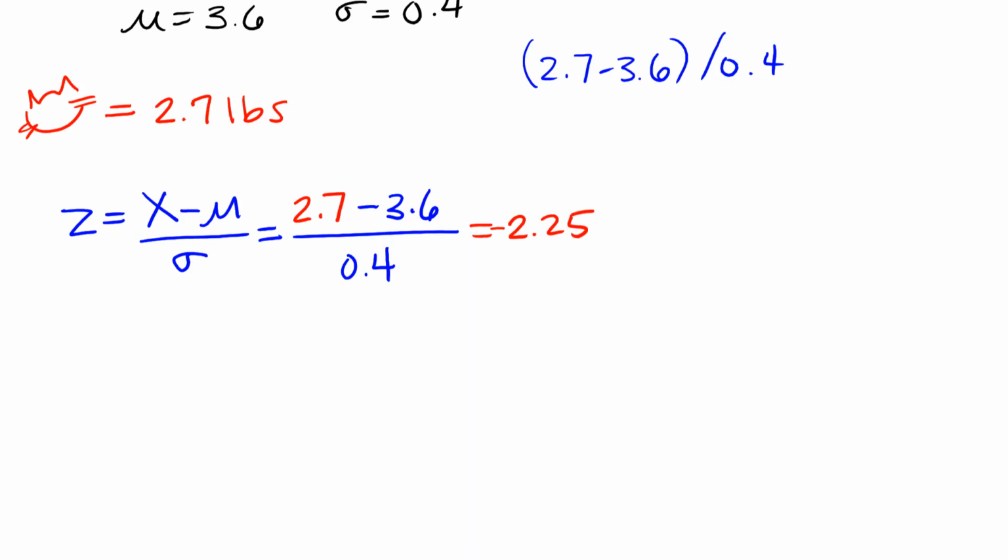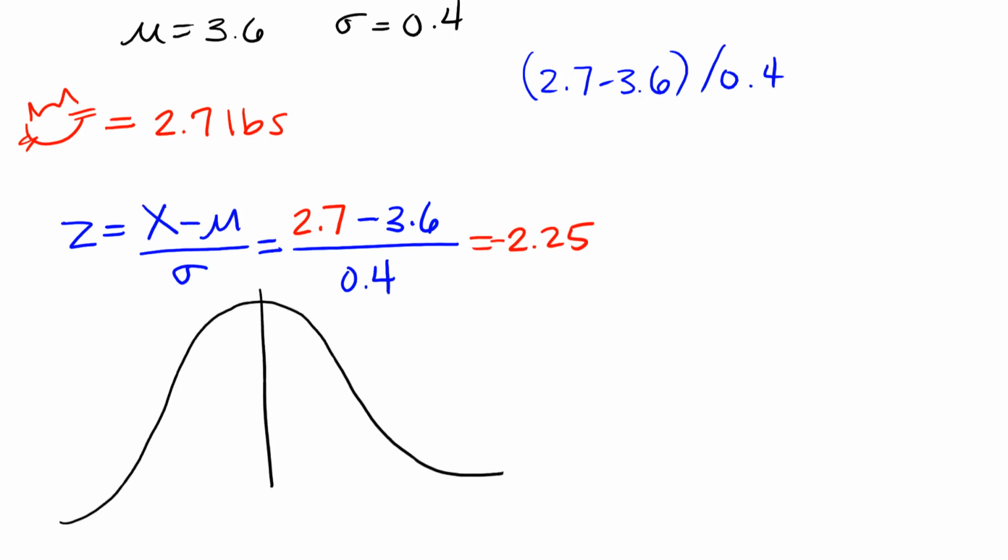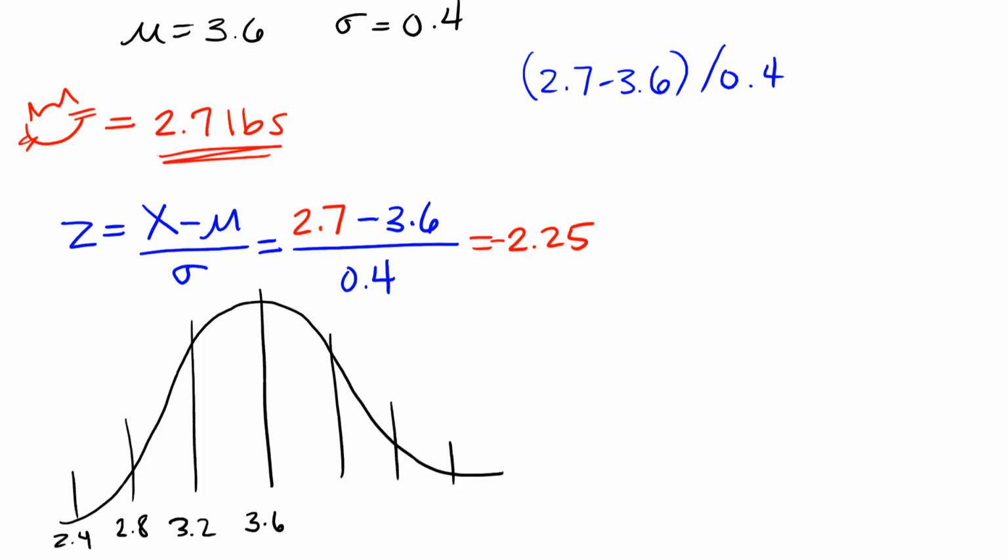What that z-score tells us is that if we drew out what we had done in our empirical rule questions, starting at 3.6 and then doing our little bunny hops, 3 above, 3 below, subtracting 0.4 each time, our actual kitten's value here, 2.7 pounds, is right here, which is 2 and 1/4 bunny hops away from average. So our kitten here is 2.25 standard deviations below average.